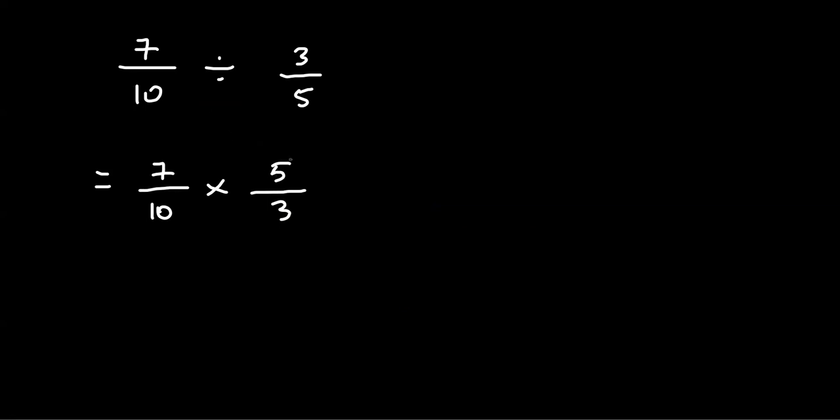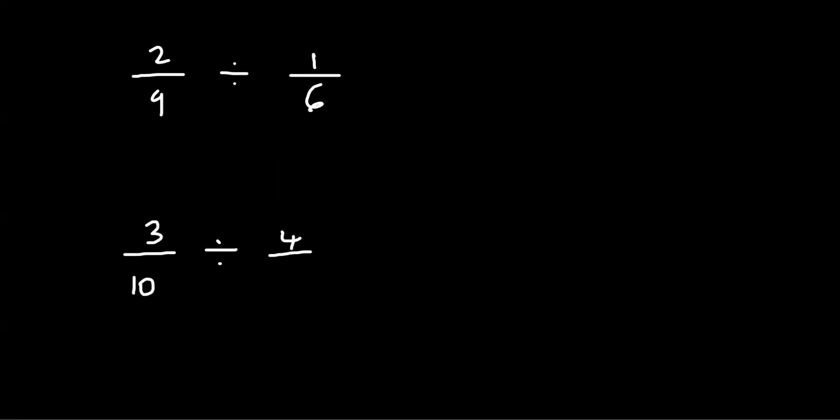So I can see there's a common factor of 5 between these numbers. So that becomes 1 over 2. And then that would become 7 times 1, which is 7, divided by 2 times 3, which is 6. So the answer is 7 over 6.